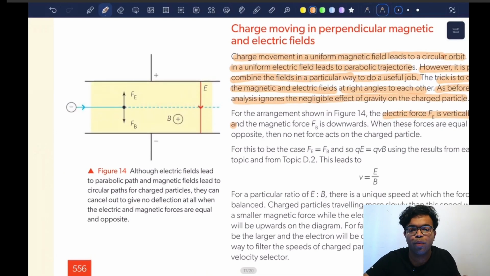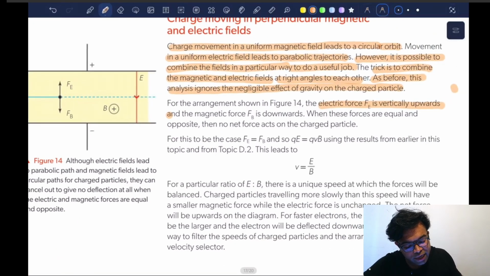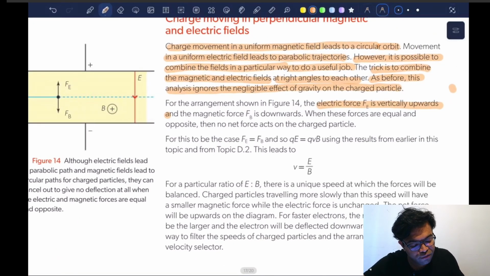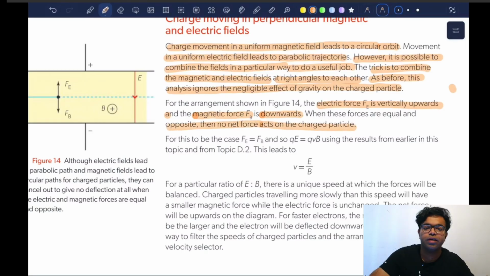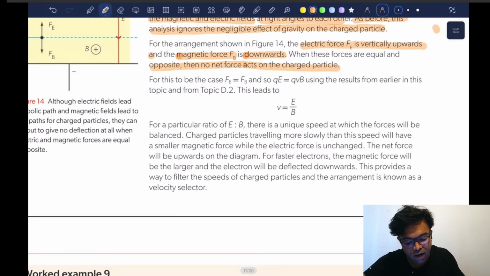So both of them are acting opposite to each other. The electric as well as the magnetic field are creating a force on that small electron. One is in the upward direction, the other is in the downward direction. For the arrangement shown in the figure, the electric force Fe is vertically upwards and the magnetic force Fb is downwards. When these forces are equal and opposite, there is no net force acting on the charged particle. Zero net force happens. Now, for this to be the case, Fe is equal to Fb. So the force due to the electric field should be equal to the force due to the magnetic field.